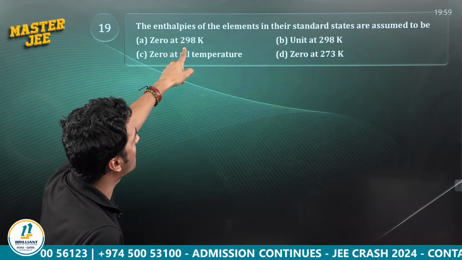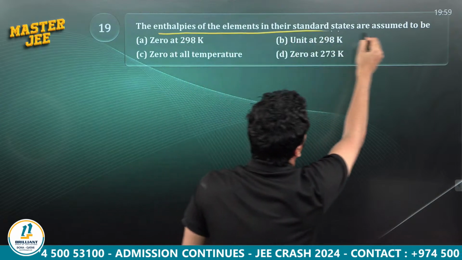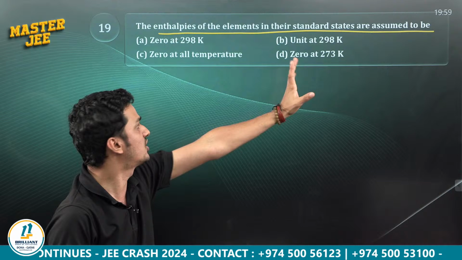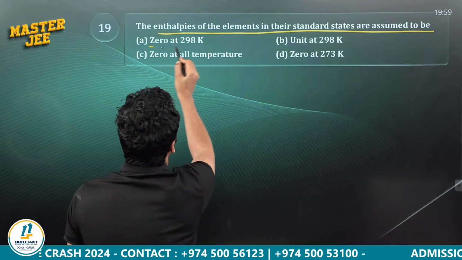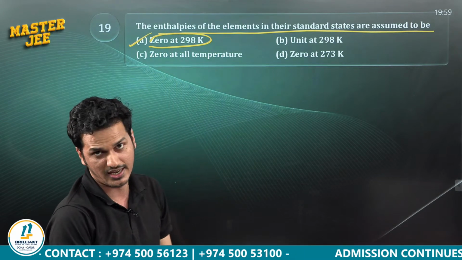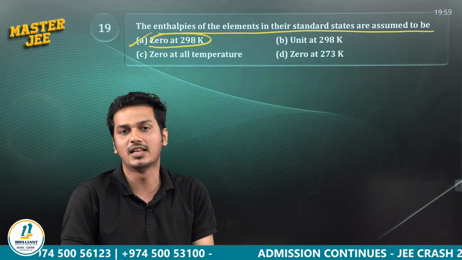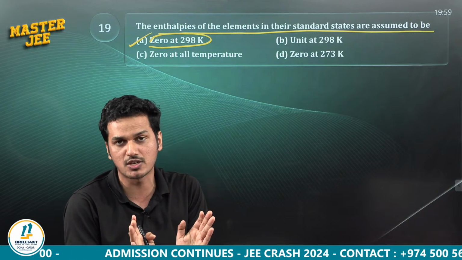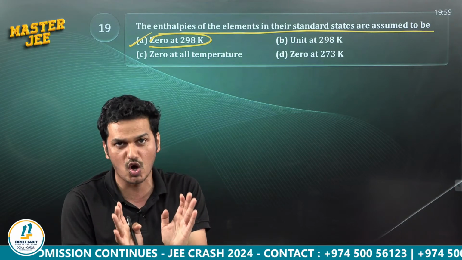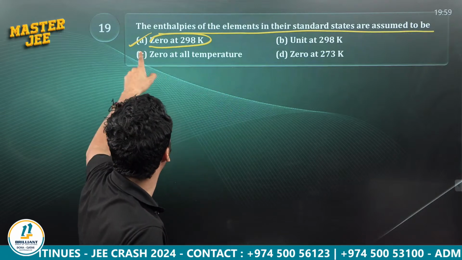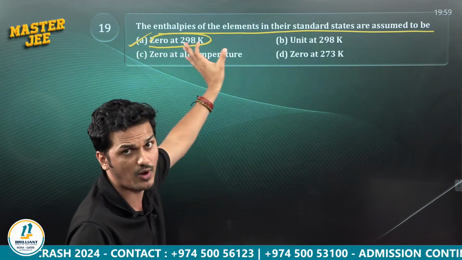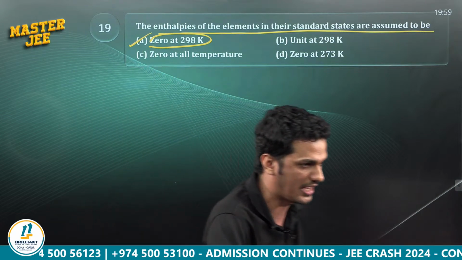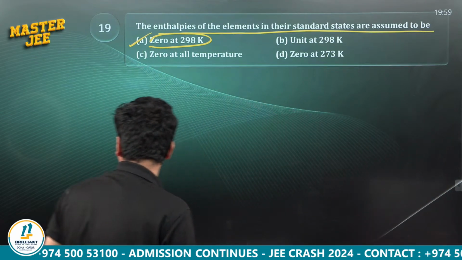The enthalpies of the elements in their standard states are assumed to be what? 0 at 298 Kelvin. This is option A. You have to remember that the standard enthalpy of formation of every element is assumed to be 0 at its standard state. That is, the enthalpy is 0 at standard condition, that is 298 Kelvin. Option A, directly we can go.